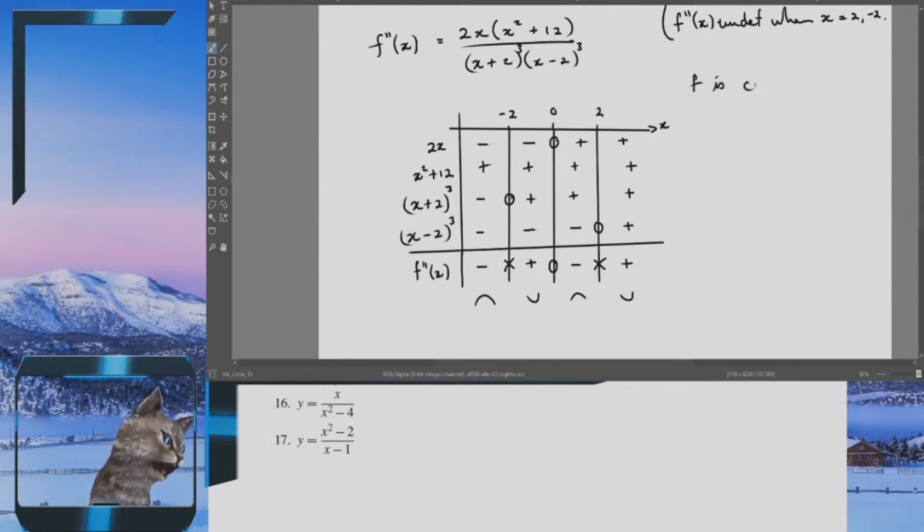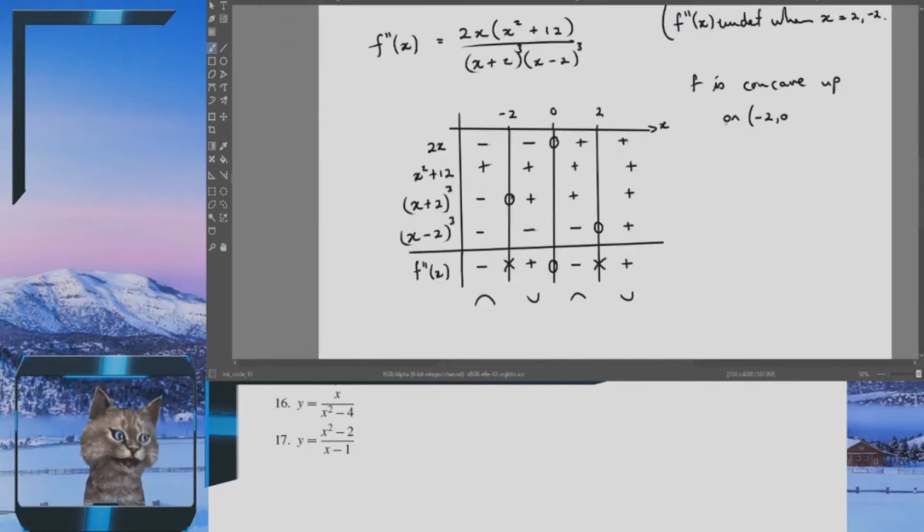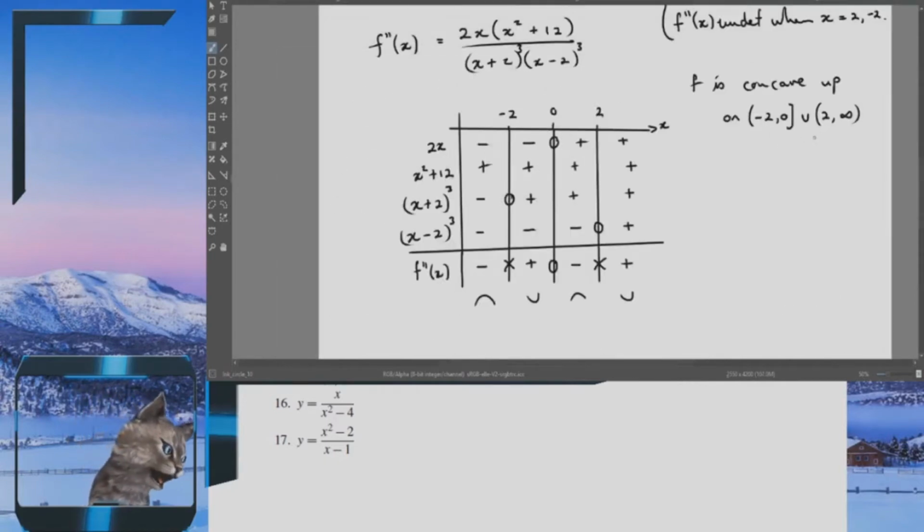F is concave up on negative 2 to 0. Which one should be included? Not negative 2, because my original function is not happy with negative 2, but it is happy with 0. And it's also concave up from 2 to infinity. And again, my original function is not defined at 2.